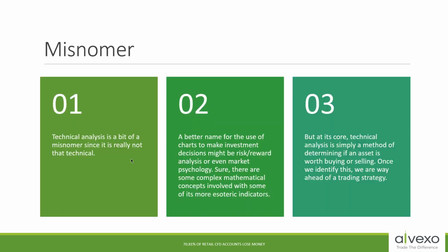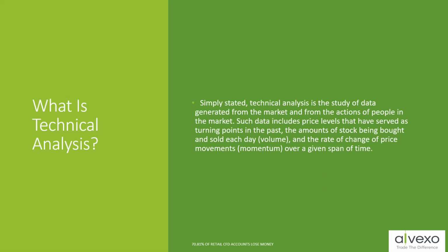So as I said, the word technical analysis is a bit of a misnomer since it really isn't that technical at all. A better name for the use of charts to make decisions might be risk-reward analysis or even market psychology. Sure, there are some complex mathematical concepts involved with some of its more esoteric indicators. But at its core, technical analysis is simply a method to determine if an asset is worth buying or selling in the short term. Once we identify this, we can move ahead with a trading strategy.